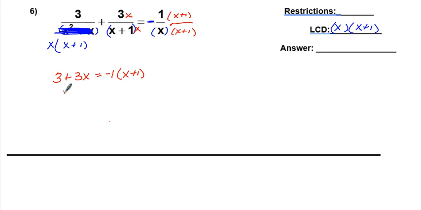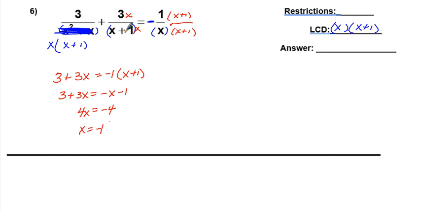Let's combine like terms. So 3 plus 3x equals negative x minus 1. Let's add x to both sides. Let's subtract 3 from both sides. And we have x equals negative 1. Now, I forgot to come up here and make sure I wrote my restrictions. So before I write my answer here, let's make sure that we account for our restrictions.